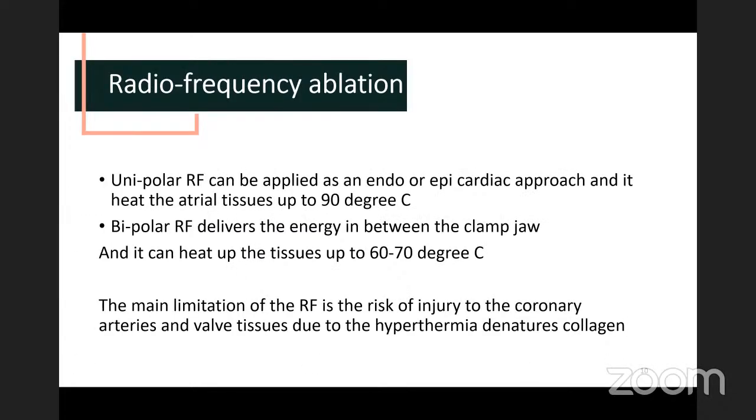So unipolar radio frequency can be applied as an endocardial or epicardial approach, and it heats the atrial tissue up to 90 degrees Celsius. And the bipolar radio frequency delivers the energy in between the clamped jaw, and it can heat up the tissue to 60 to 70 degrees Celsius. The main limitation of radio frequency is the risk of injury to the coronary arteries and the valve tissue due to hyperthermia denaturation of the collagen.